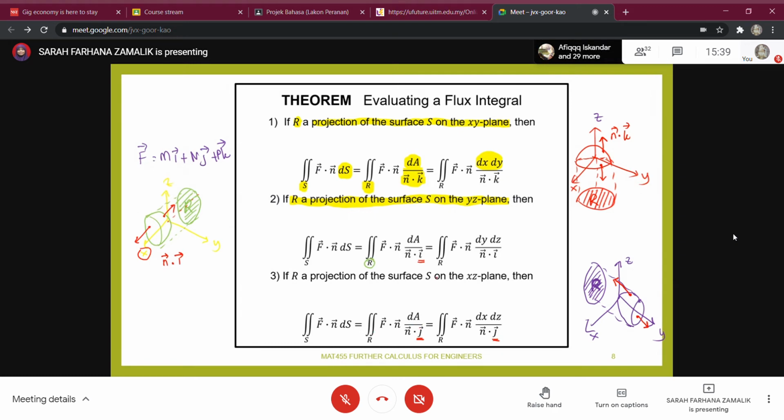Okay, so look at the projection you have for your surfaces. It depends on where the projection is, what you dot the unit vector with. Now you know, based on your projection. So previously n dot with the i vector, and this one n dot with the j vector.